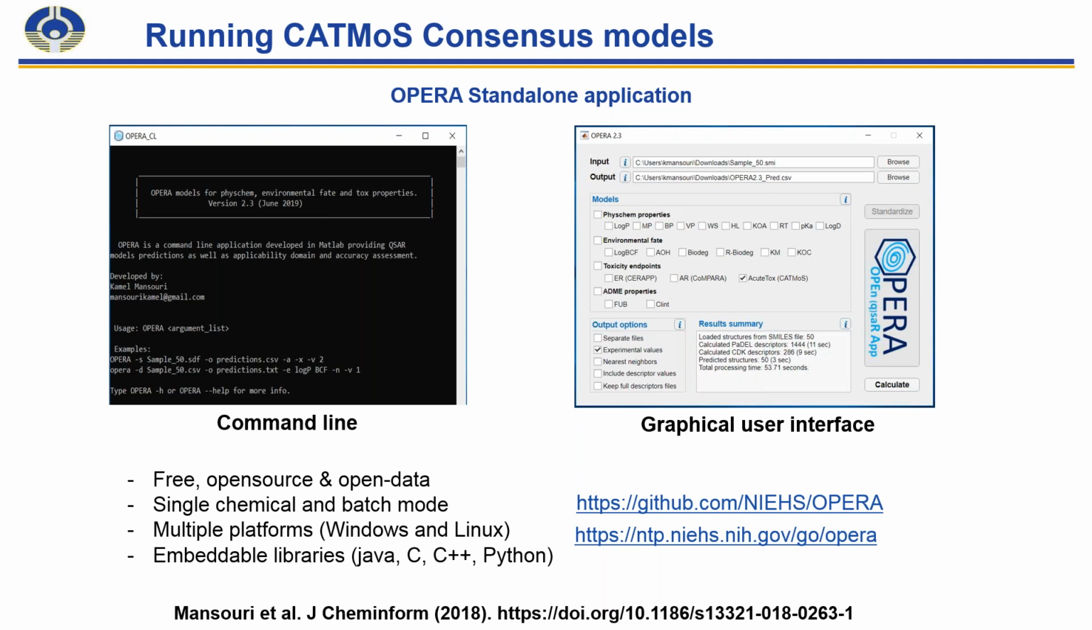And so here is where I'm going to turn it over to Kamel to actually take us through the process of how to run these predictions. So how to download OPERA, how to run it, and how to derive these acute toxicity CATMoS predictions and any other predictions that you might be interested in that are contained in OPERA. So thanks very much, and I'll turn it over to Kamel now.